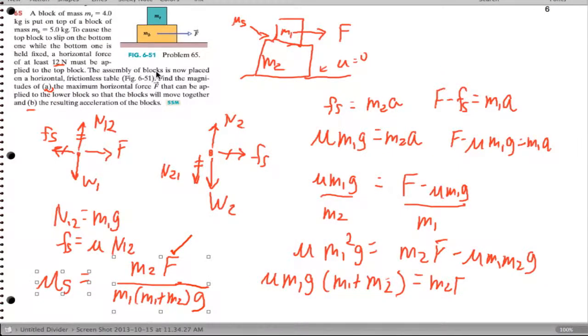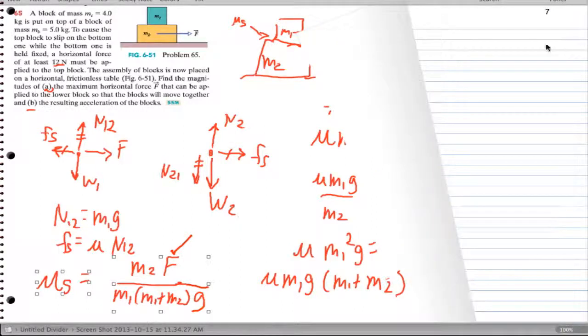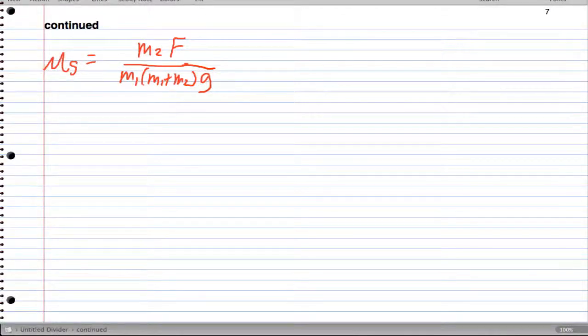So now it says find the magnitude of A, the maximum horizontal force that can be applied to lower blocks so that the blocks will move together, and the resulting acceleration of the blocks. So here's the idea. Now we have a new situation of we've got block 2 and block 1. And now we're applying the force, a new force to block 2.